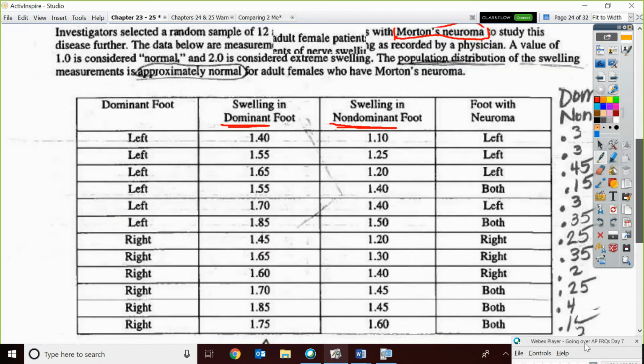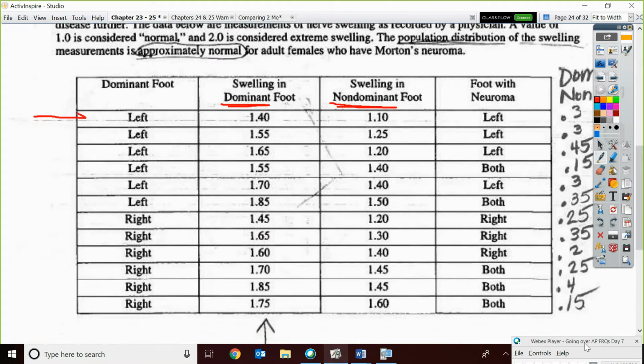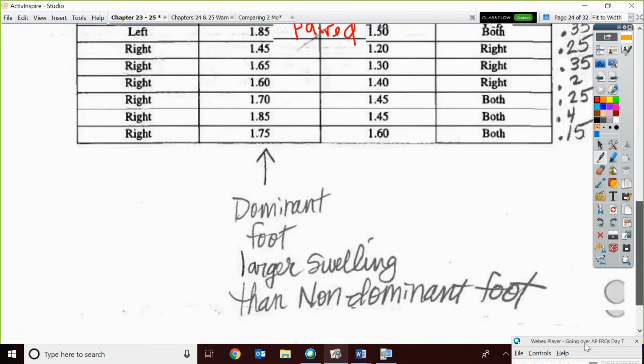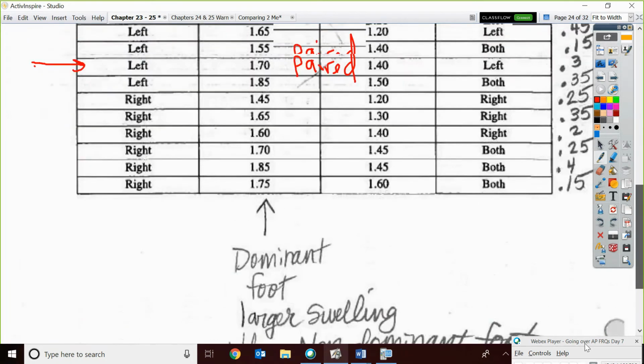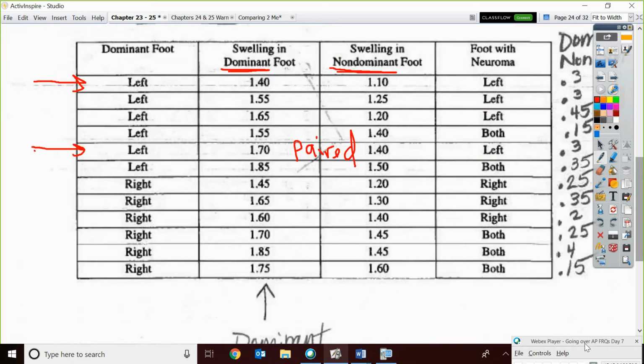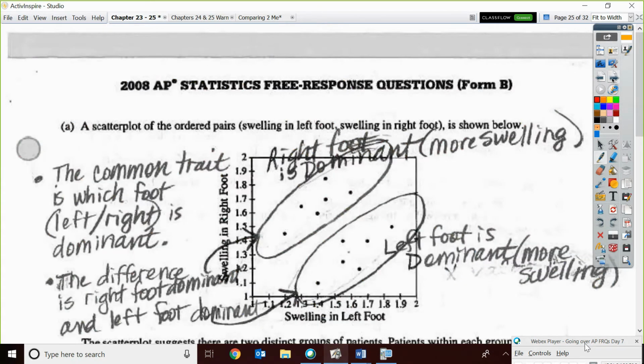Okay, so what you need to know is, this right here is one patient. This right here is another patient. So that's telling me that this is paired data, of course, because you're going to be matching their situations with their feet. And we wonder if that's going to be related to what particular foot they have. So we're wondering if the dominant foot has larger swelling. That's just the premise behind what's happening. Now let's go to the actual questions on this next page.